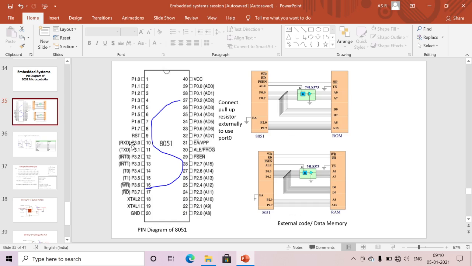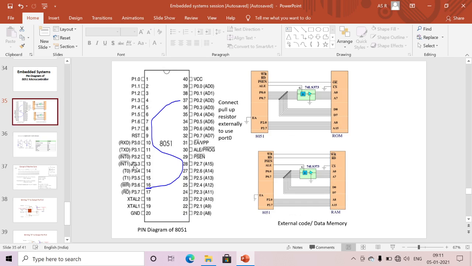Next one is port 3. Initially port 3 can be used for input and output functionality, and we also have some special functionalities. For example, in my application use case, we have transmission and reception, so I can use the TXD pin and RXD pin. If I want to transmit data serially, I can use the TXD pin. If I want to receive data from an external device, I can use the RXD pin. If there is no serial communication, these two pins can be used for input and output. Next two pins are interrupt 0 and interrupt 1.